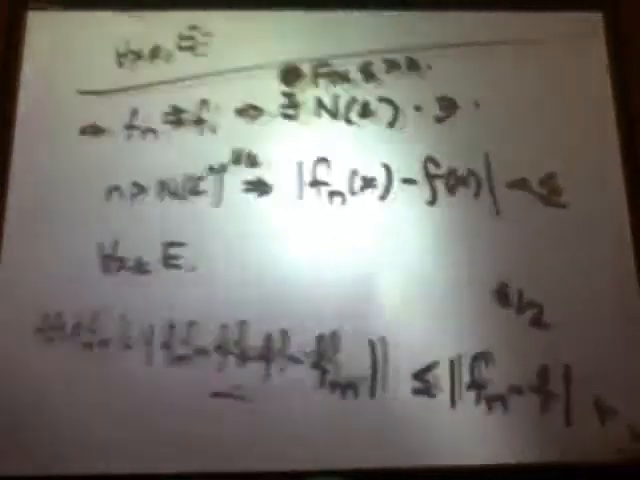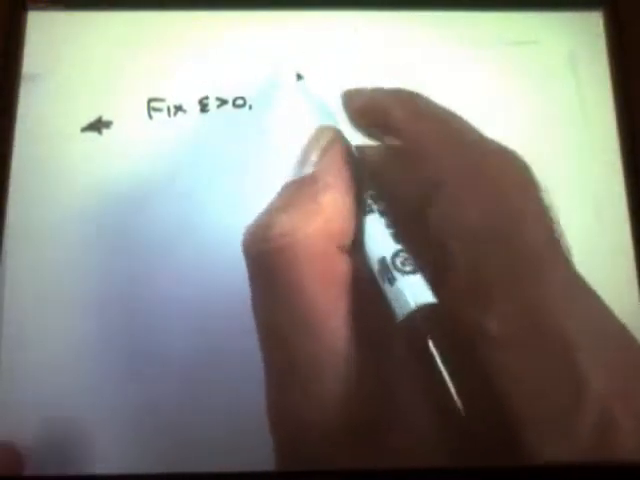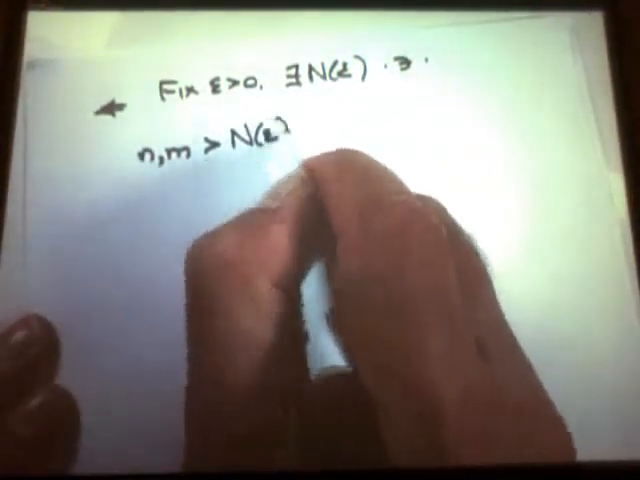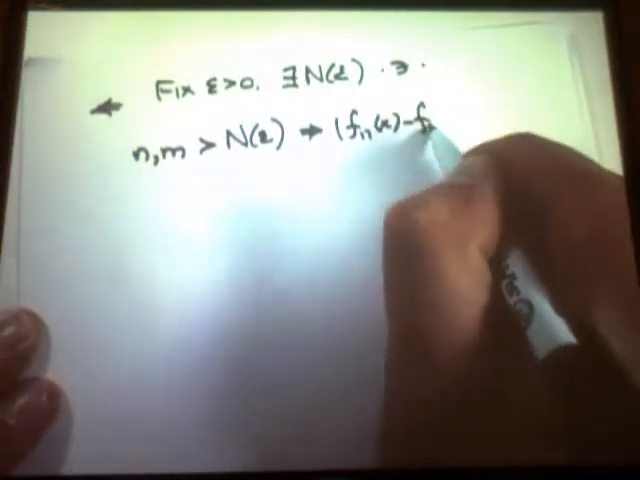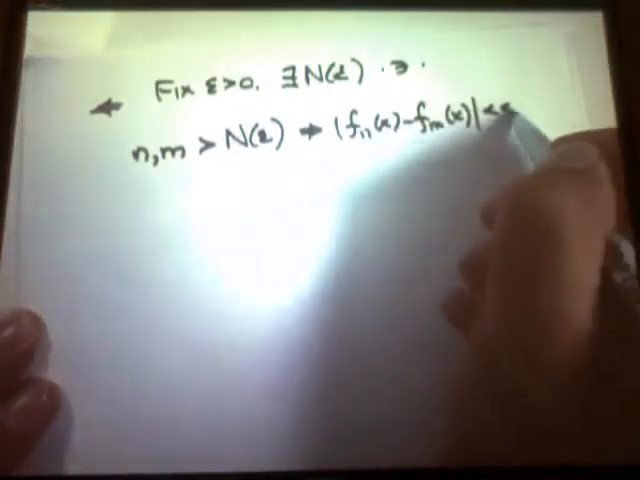Done. And then how's the other direction go? I vaguely recall moving the other direction, but I wouldn't have to do it again. Suppose you do have the condition in place. So we fix epsilon greater than 0, and there exists an N of epsilon such that whenever jointly n and m are greater than N of epsilon, that implies f_n of x minus f_m of x is less than epsilon for all x in E.